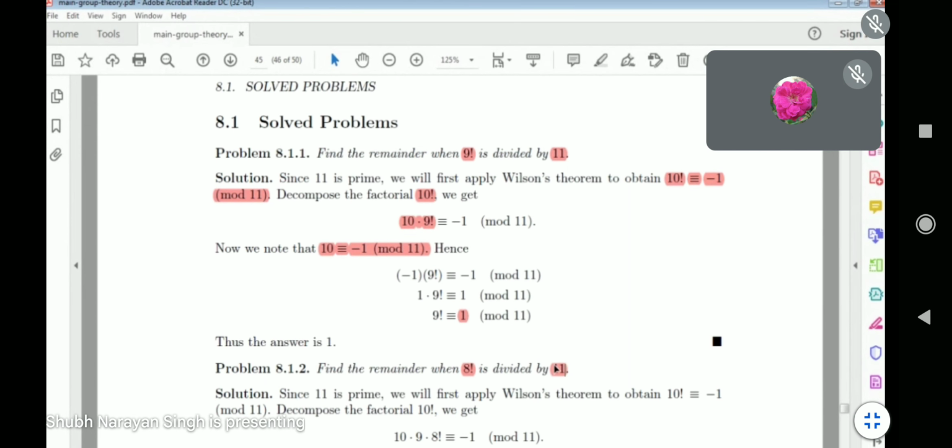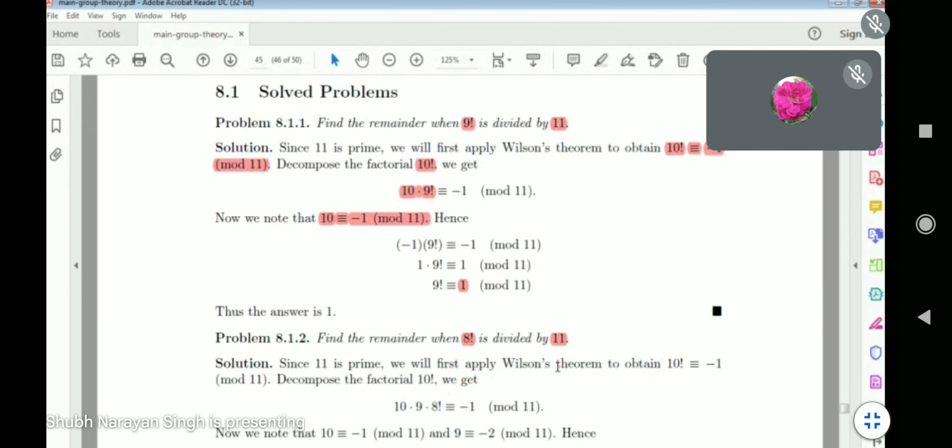In congruence terms, we can write that 11 minus 1 factorial, meaning 10 factorial, is congruent to minus 1 mod 11. That means when you divide 10 factorial by 11, we'll get the remainder 10, not minus 1, because minus 1 is not the remainder. The remainder is always a positive number.